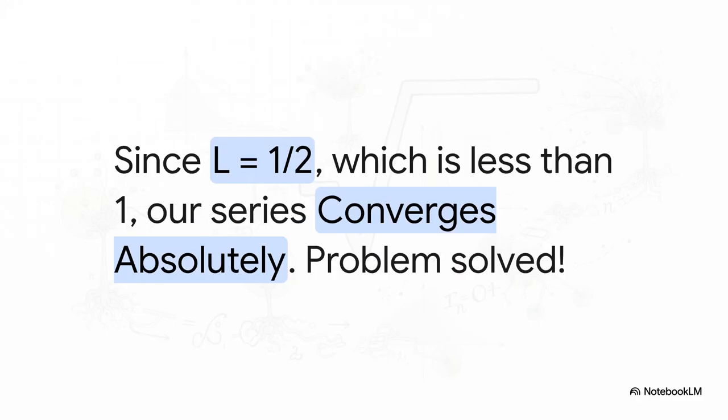We take our result, L equals 1/2, we look back at our rules, and since 1/2 is, without a doubt, less than 1, we can say with total confidence that our series converges absolutely. And just like that, the problem that looked so impossibly complex is solved.